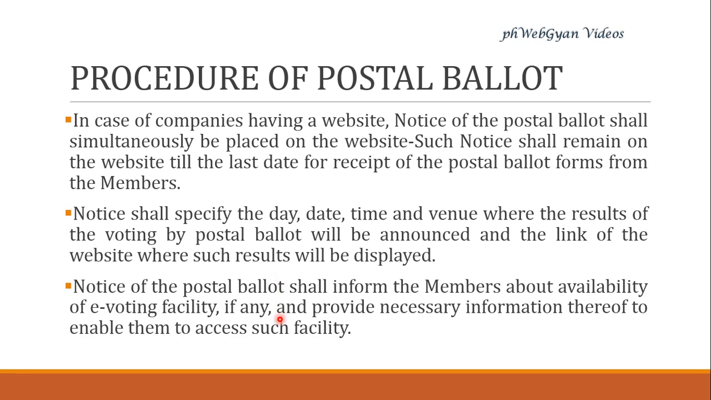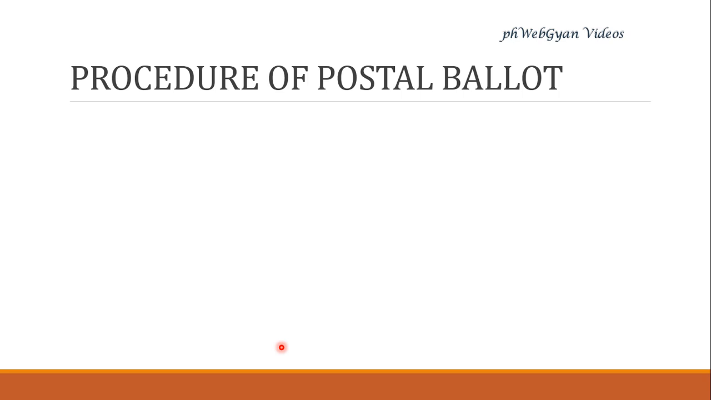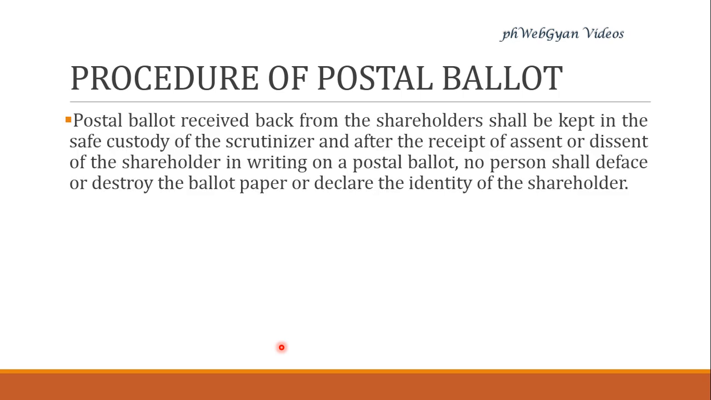Now it shall also inform whether any e-voting facility is available for the members or not. Let's move forward now. So this is the procedure which the company has to do before starting the postal ballot requirements. So what are those? To send the notice, to advertise, to appoint the scrutinizer. These are the main events which it has to do before the postal ballot actually starts.